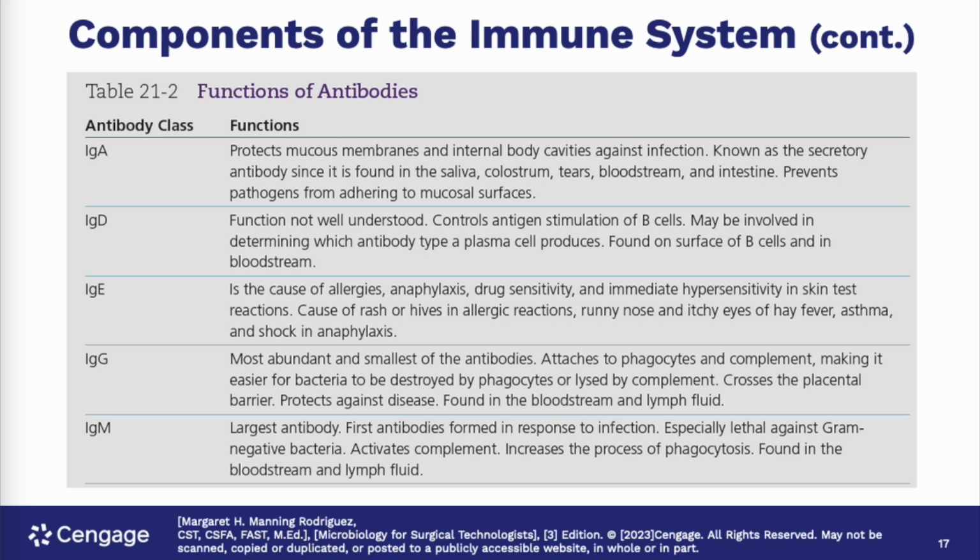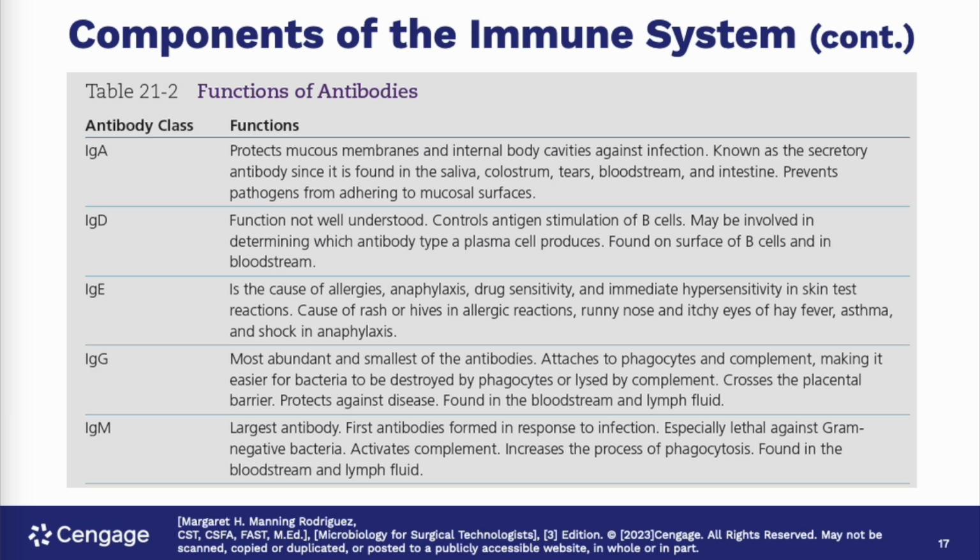So table 21.2 gives you the functions of these antibodies. For example, IgA plays a key role in protecting mucosal surfaces by preventing pathogens from entering the body. IgD is primarily involved in the activation of B cells. IgE binds to mast cells and basophils, triggering the release of histamine and other chemicals during allergic reactions.